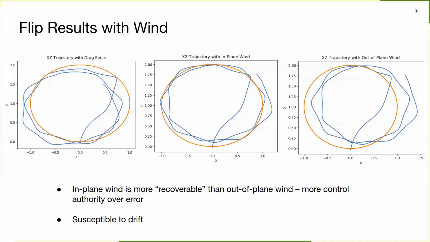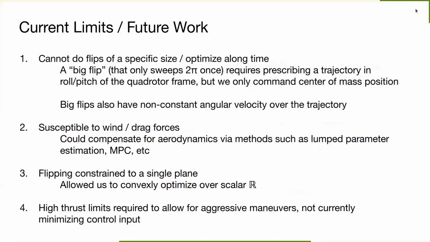Even by just incorporating drag effects without wind, the system was seen to drift from the goal trajectory over time without recovery. We also subjected the quadrotor to light air with wind speeds of 1 meter per second, and we saw that wind blowing in the plane of the flip was much more recoverable than wind blowing perpendicular to the plane of the flip. This is most likely due to the system having more control authority over error in the plane of its trajectory. There are some key limitations to our system.